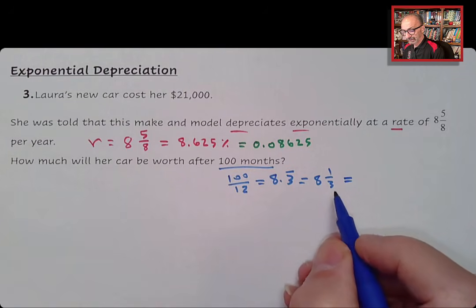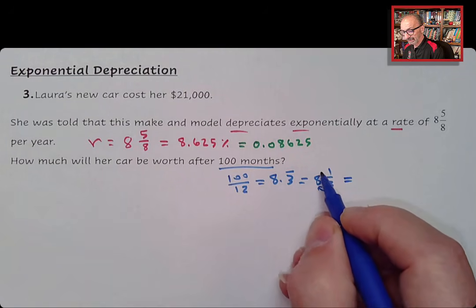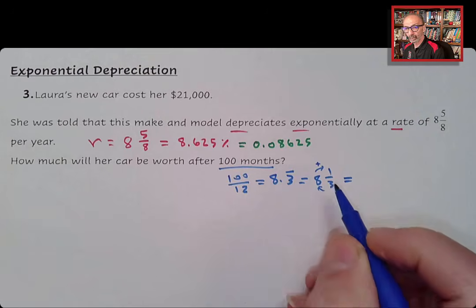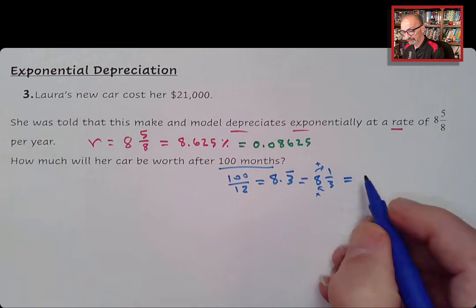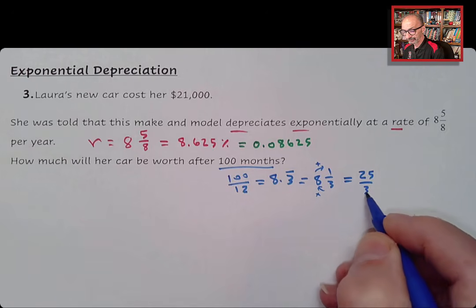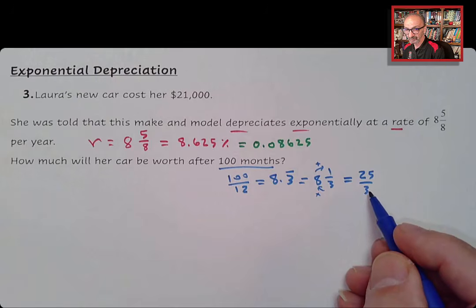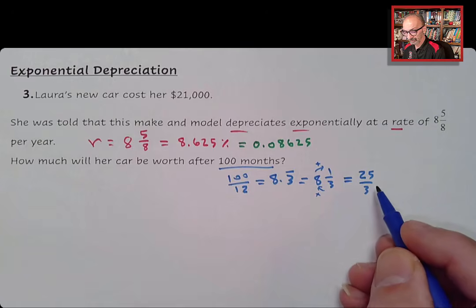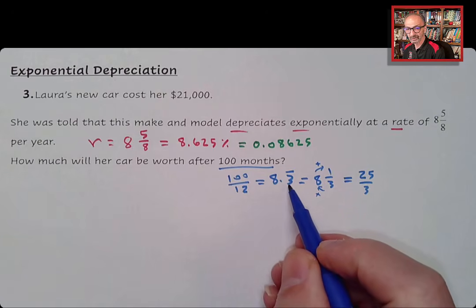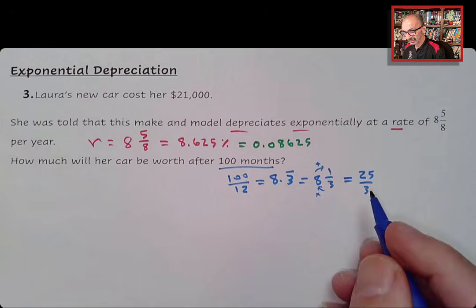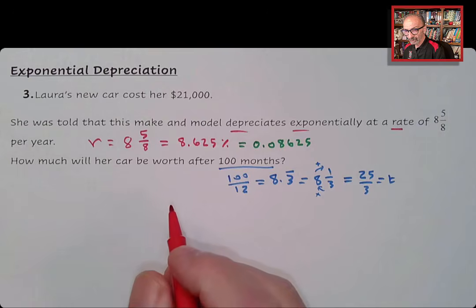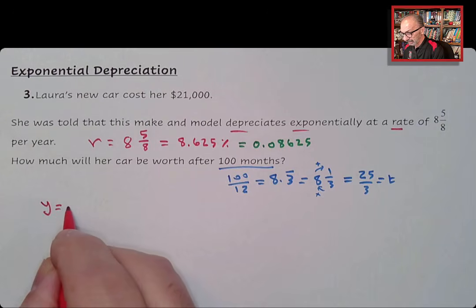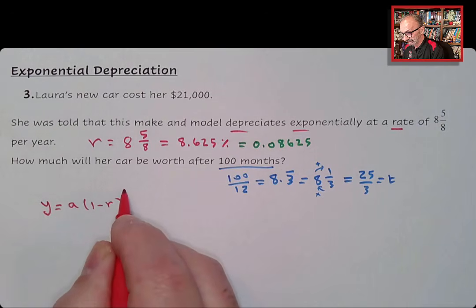Or differently, I could multiply 3 times 8 and add 1. 3 times 8 is 24, plus 1 is 25. Dividing 25 by 3 gives me 8, because 8 times 3 is 24, with a remainder of 1. That is the same as 8.3 repeating. So that should be the number of years. That's t. Going back to the problem, we have y equals a times 1 minus r to the power t.